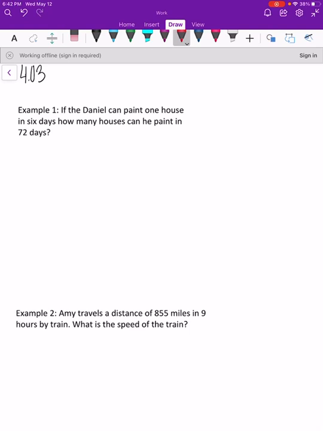Example 1 says, if Daniel can paint one house in 6 days, how many houses can he paint in 72 days? So I like to set it up like this. I know he can paint one house in 6 days. So I'm going to say one house equals 6 days.